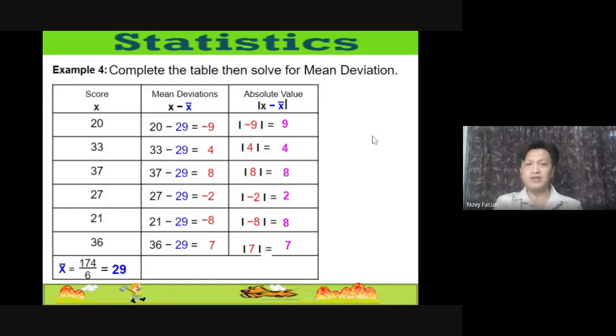So kapag nakompleto na natin yung absolute value natin dyan, meaning to say, you can now get the summation of this. Add lang natin. Kaya nga, that is 9 plus 4 plus 8 plus 2 plus 8 plus 7. That is equal to 38.